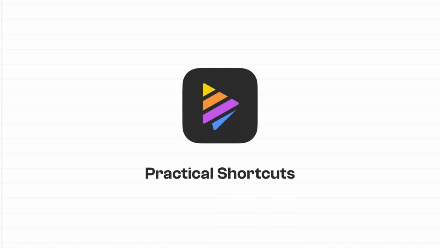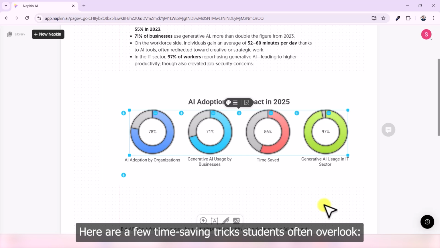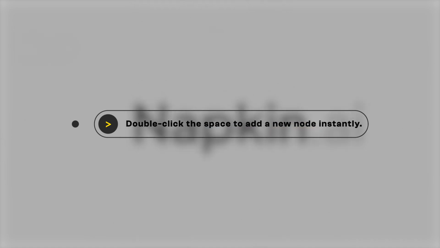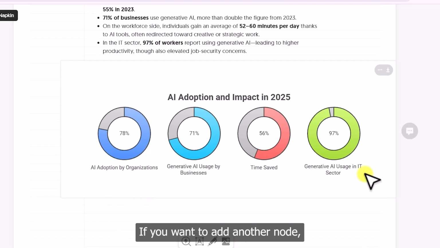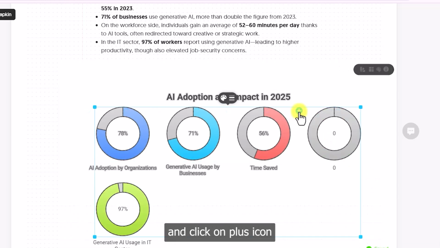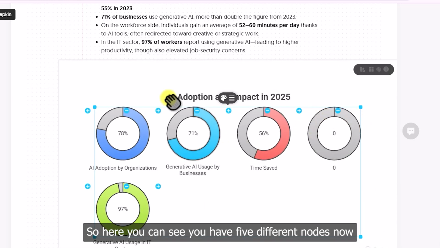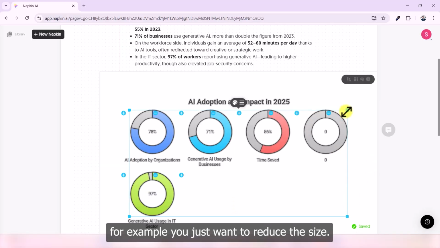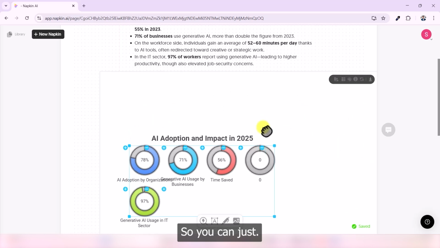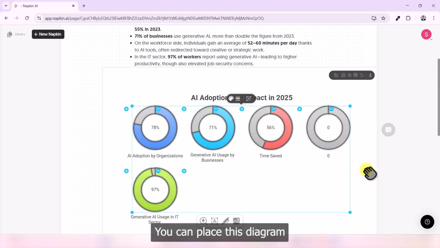Practical shortcuts. Here are a few time-saving tricks students often overlook. Double-click the space to add a new node instantly. For example, if you want to add another node, you can double tap in here and click on the plus icon. So here you can see you have 5 different nodes now. For example, you just want to reduce the size, so you can use drag and drop to rearrange branches quickly. You can place this diagram at any place you want to.